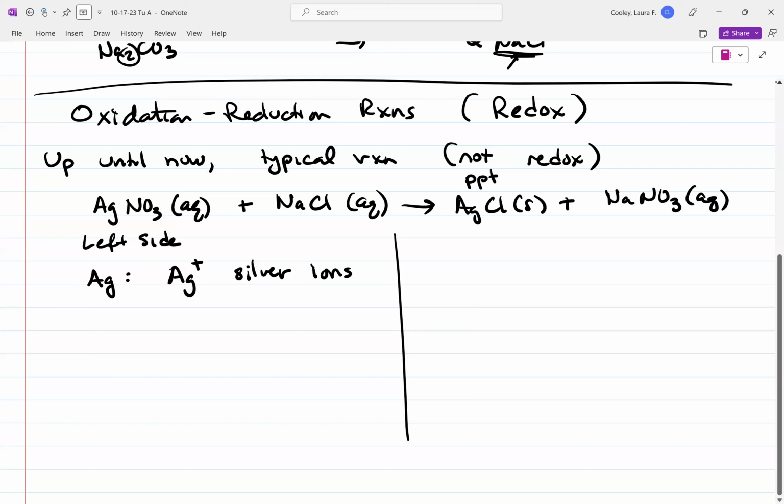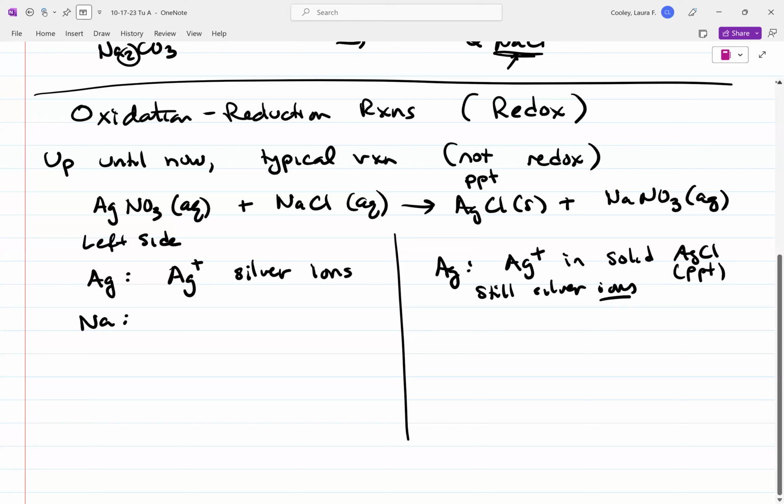If you look on this side of the reaction, what is the form of silver? It's not a trick question, really, but it might seem it. It's also Ag+, but it's in a solid AgCl precipitate, but it's still silver ions. Okay, if we look at sodium, on this side, we have a sodium ion floating around in solution. Sodium on this side is still sodium ion.